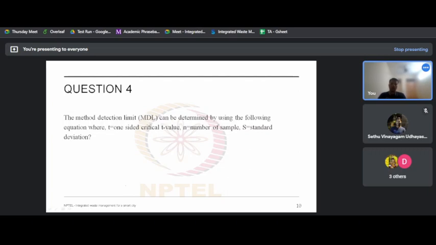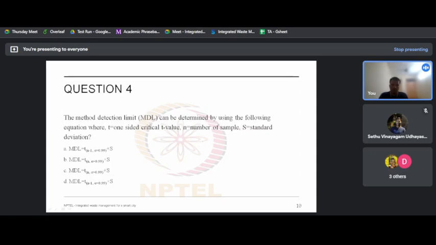So how is the MDL found when these parameters are given? The first option is T plus S, where T is for n minus 1 degrees of freedom and alpha is 99%. Next we have T into S, where we are taking degree of freedom as n itself. Third, option C, we have T plus S, but again with degree of freedom as n. And finally the last option, D: T for degree of freedom n minus 1 and 99% alpha, into S.